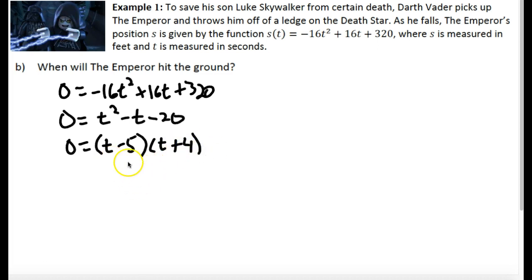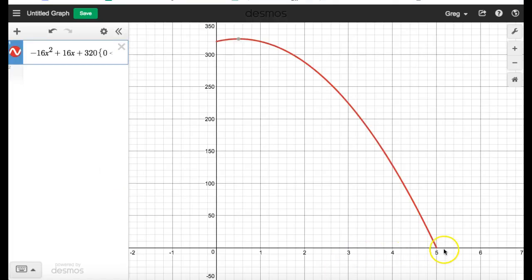So setting both of those equal to 0, we would get t equals 5 and t equals negative 4. But since we're talking about time, negative 4 seconds doesn't really make sense, right? So what we would say is after 5 seconds is when the emperor hits the ground. And again, we can see that on the graph, right? At 5 seconds his position is now equal to 0. So we start at a height of 320, and the emperor gets thrown up just a little bit and then comes crashing down to the ground.